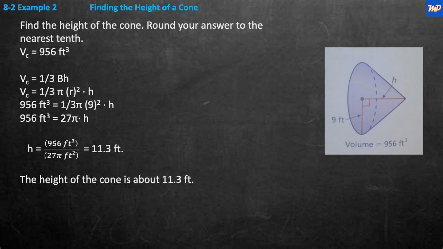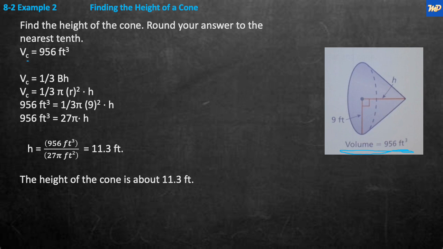Okay, example 2, let's find the height of a cone. Round your answer to the nearest tenth. It says the volume here, and I have a little c right here. I like to do that because now you know I'm talking about the volume of the cone. It is 956 cubic feet, and we know that by looking over here in the picture, where it says right here that the volume of the cone is 956 feet cubed.